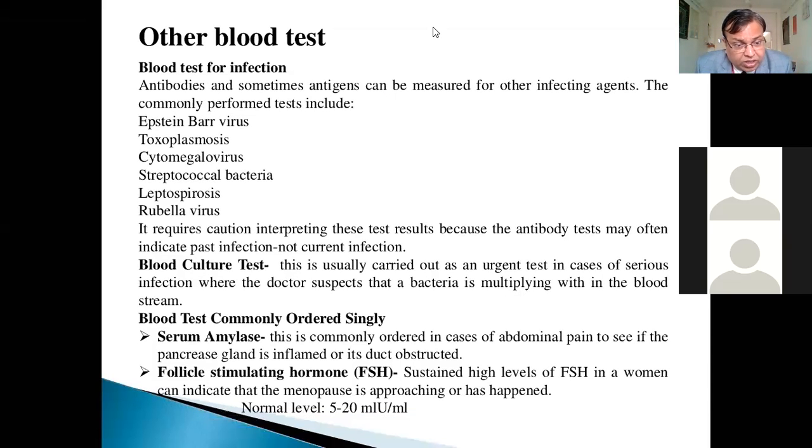Now follicle stimulating hormone test. The sustained high level of FSH in women can indicate that the menopause is approaching or it has happened. So its normal value is 5 to 20 milli-unit per ml.